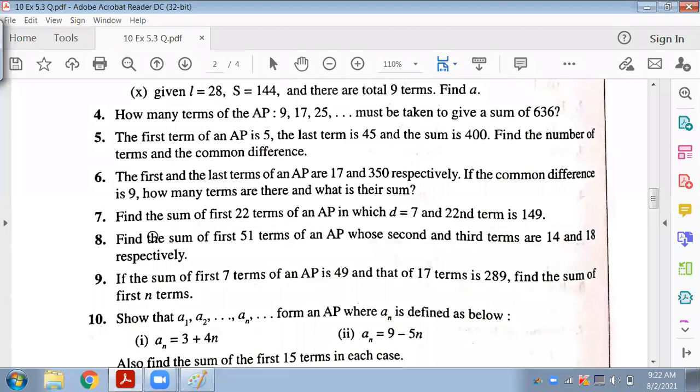Question number 8. Find the sum of 51 terms. You have to find the sum of 51 terms of an AP whose second and third terms are given. We know the second and third term, so we are going to use them to find A and D, and then we'll find the sum of 51 terms. The first term we don't know.